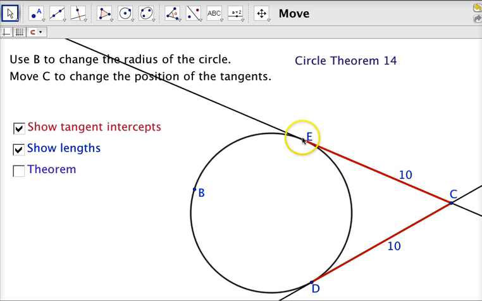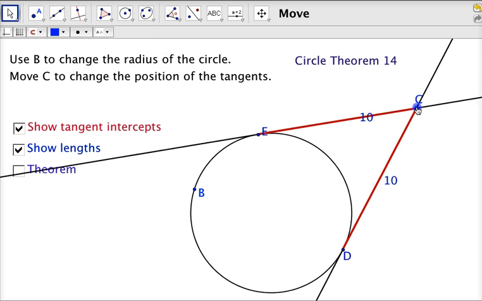So that's CE is a tangent intercept, don't worry about that, but the length of it is important. Now look at the length from C to E and the length from C to D. What are they? They're the same. So I'm going to move C. As I move it, it's always equal.